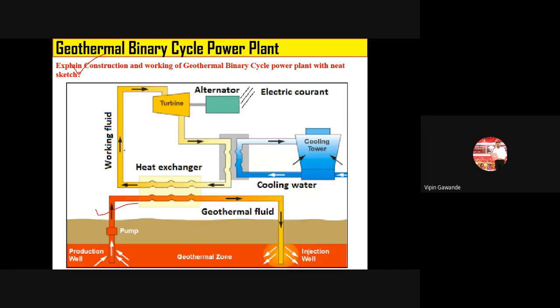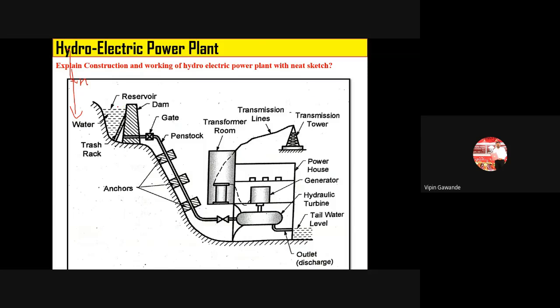Now onwards we are taking different types of energy source. What is the next energy source? That is hydro, which means water. Water is used for the generation of electricity, so that's why it is called a hydroelectric power plant. Now what is the construction of this one? It also works on the same principle.